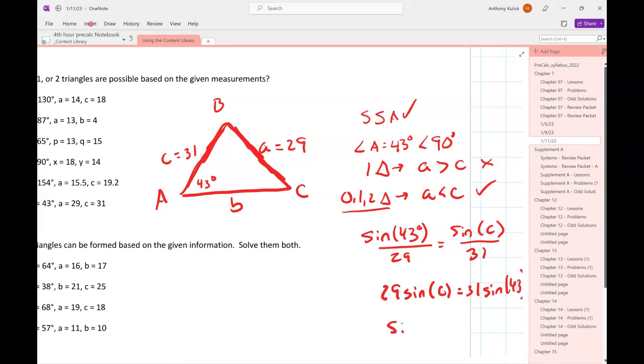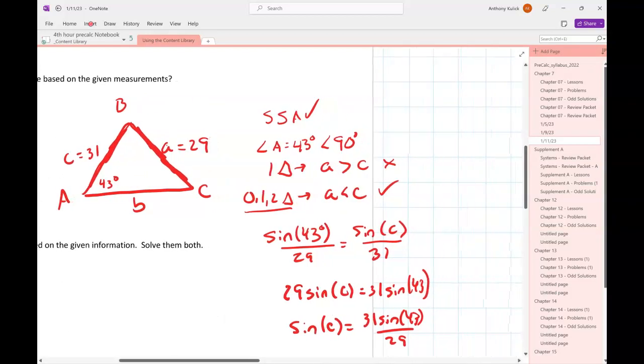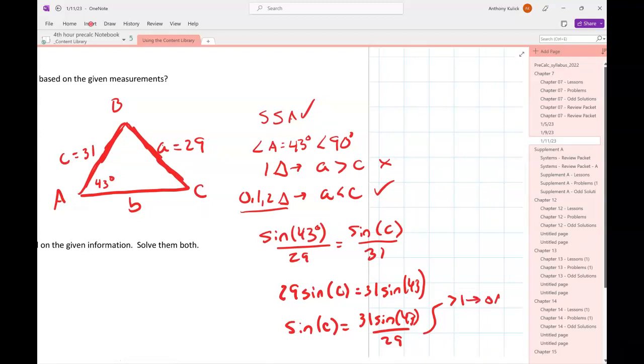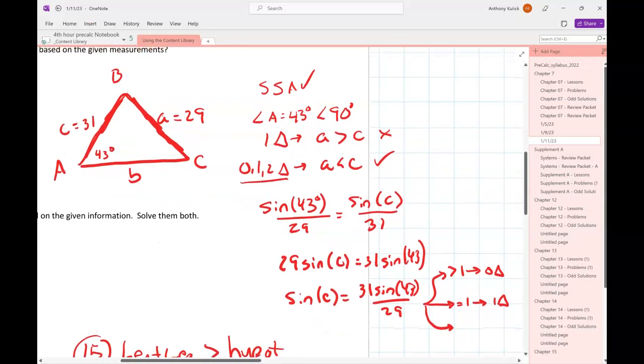And then divide by 29. And that's what I'm going to type into my calculator. Now, if this number is greater than 1, that tells me there's no triangles. If that number is equal to 1, that tells me there's one triangle. And if that number is less than 1, that tells me there's 2 triangles.